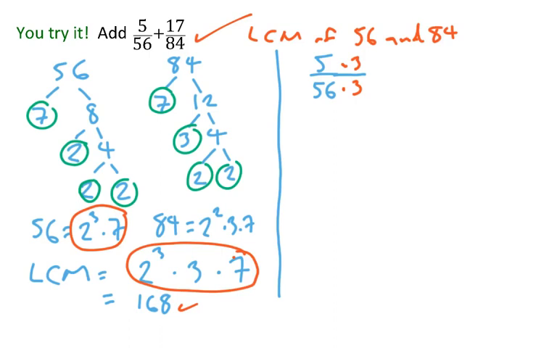Now, I also have 17 over 84, and I need to look at the 84 and see what I need to multiply 84 by to get 168. And looking at that factorization and comparing them, I see that the 168 has an extra 2 that the 84 doesn't have. So I think I need to multiply by 2. Multiply the numerator by 2 and the denominator by 2.